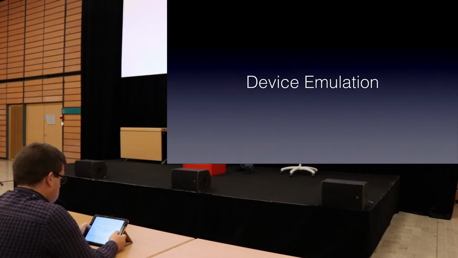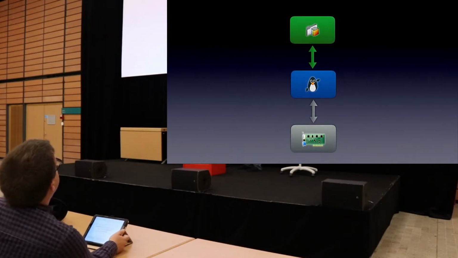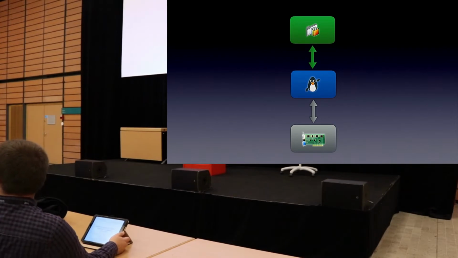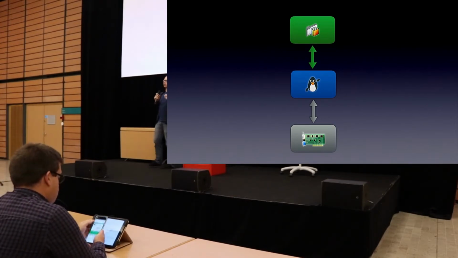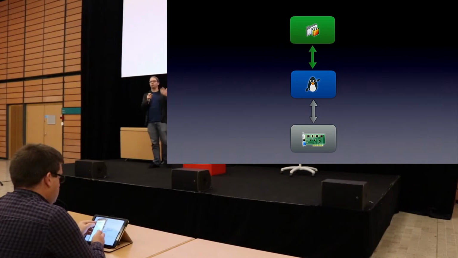So what is device emulation? How does device emulation usually work? This is a bare metal machine. On a bare metal machine, you have user space that talks to kernel space, that talks to hardware, and then you have really normal interfaces, as long as you have a reasonably non-DPDK, SPDK interface to your system.